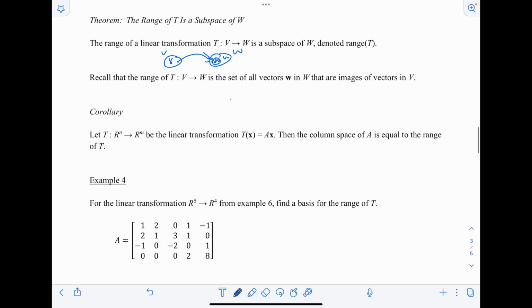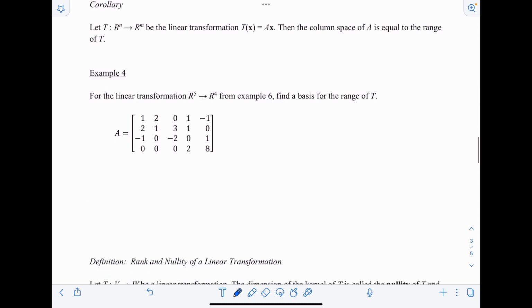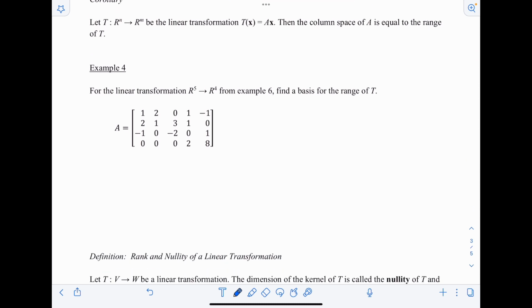And so the corollary to this is that if our linear transformation maps Rn to Rm, given by T of x equals A times x, then the column space of A is equal to the range of T. So if we want to find the range of T, what we're really doing is finding the column space of A. Let's take a look at an example. For the linear transformation R5 to R4, we're going to use the same matrix from the previous example. Find a basis for the range of T.